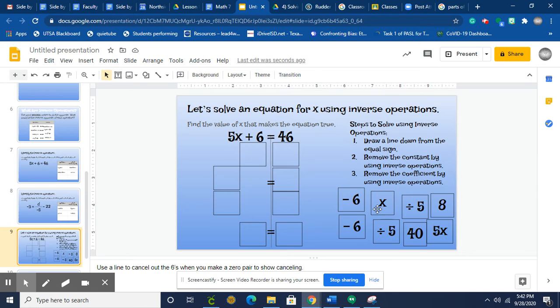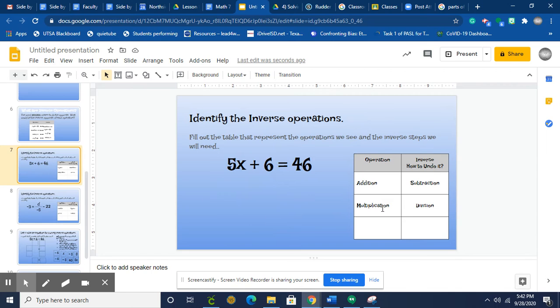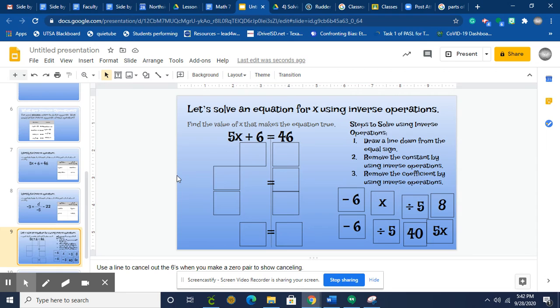So the first thing we want to do, if we go back to our table here, was to subtract. We see addition, so we want to do subtraction. And we know we're going to do some division because I see multiplication. The main thing you have to understand is the first thing we want to do is remove this constant. Remember, here's that vocabulary word. What is a constant? Let's go back and look.